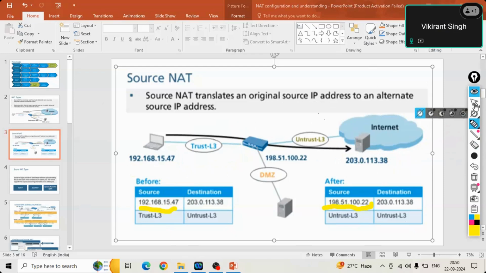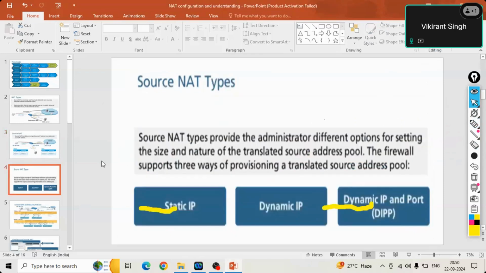Let's go ahead and see how we will configure it. We will be checking on this. Source NAT type provides static IP, dynamic IP, and dynamic IP with port. So source NAT can have three types, segregated on the basis of static, dynamic IP, and dynamic IP and port. Mostly we are using dynamic IP and port in our environment. Most of the time it is static, it is up to you. Wherever I have worked, I have mostly used this.